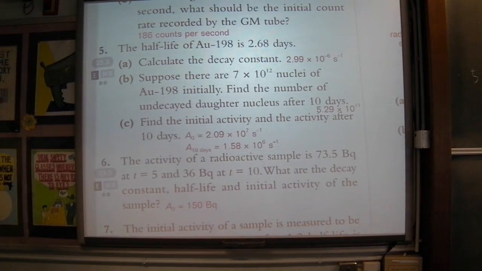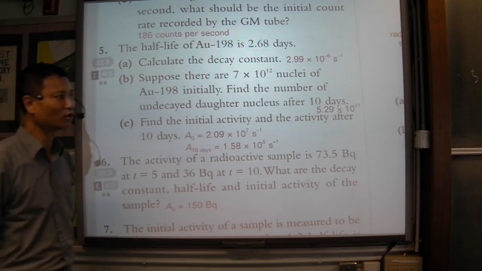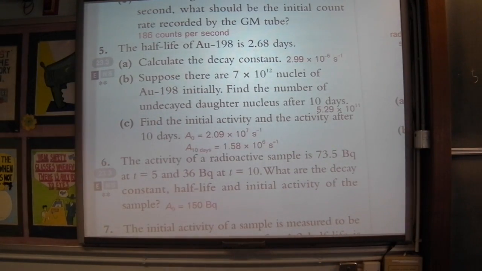Now, Part C requires this number. Because activity is given in becquerel, which means the unit is per second. If we use this number k, then we will obtain the activity per day, which is not what we need. But we can verify this by using this method.